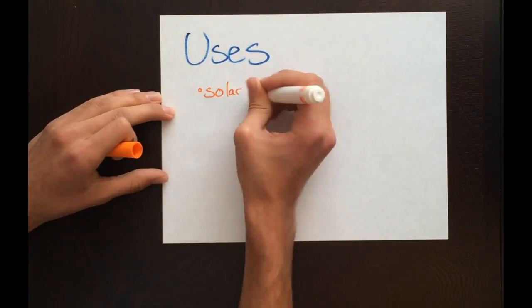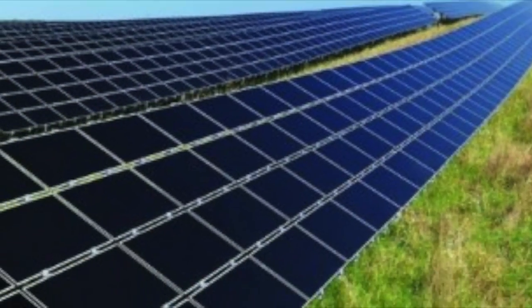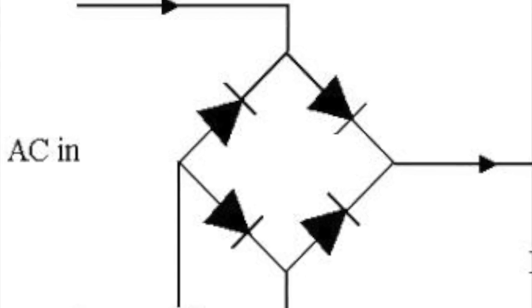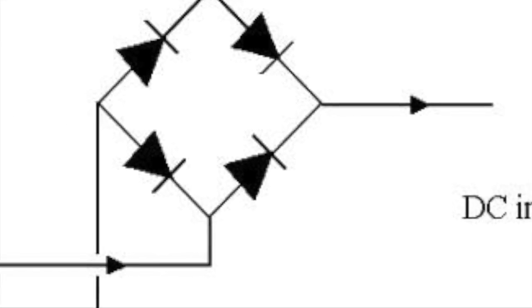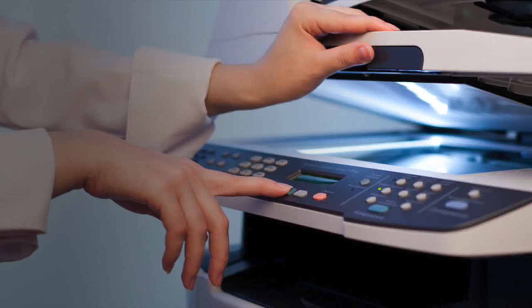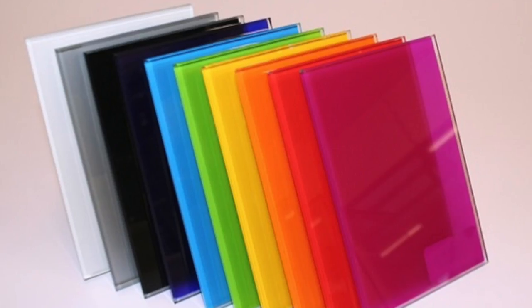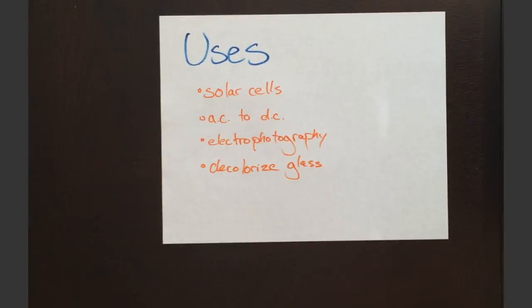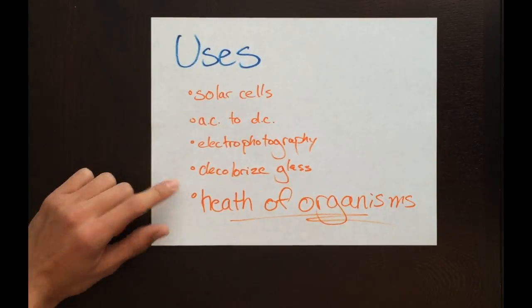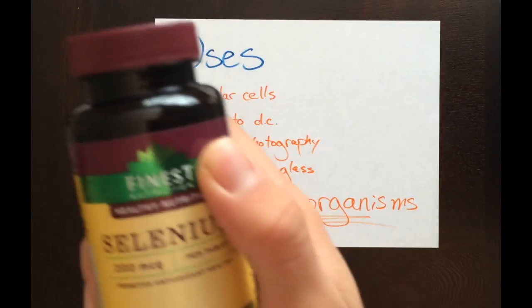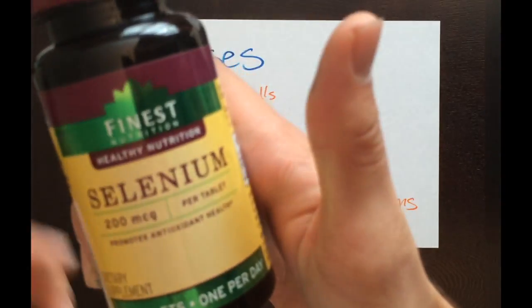Selenium serves multiple functions in the world. For example, its photovoltaic and photoconductive traits make it useful in solar cells. Selenium can also convert AC electricity to DC electricity. Additionally, selenium is used in electrophotography, which allows photocopies to be made. It also decolorizes glass. But most importantly, selenium is crucial to the health of plants and animals because it helps strengthen the bones. There are even selenium tablets that one may purchase at almost any pharmaceutical store.